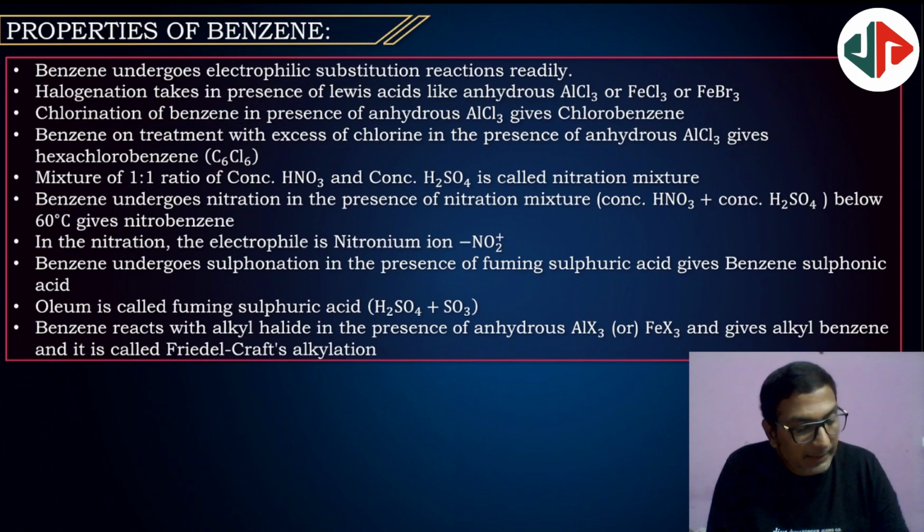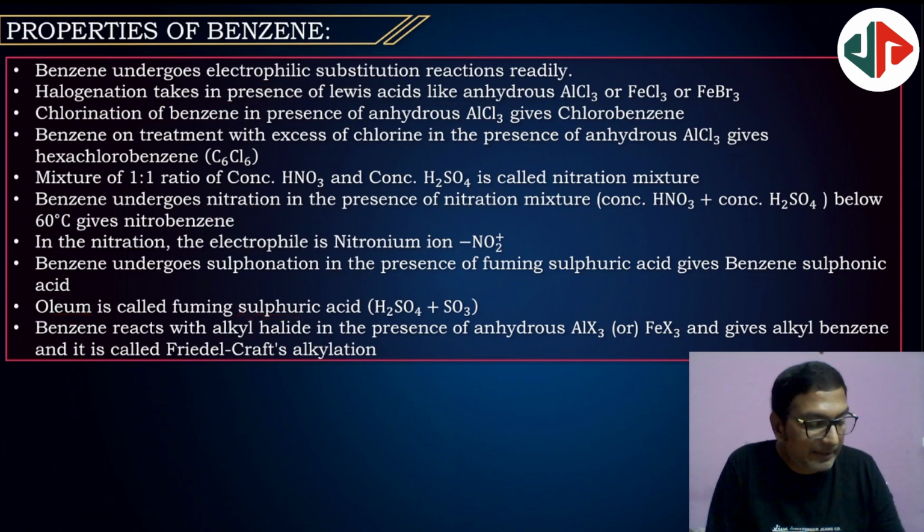Next, nitration mixture: a 1:1 mixture of concentrated HNO3 and H2SO4. Benzene undergoes nitration in the presence of the nitration mixture to give nitrobenzene. In this, the electrophile is the nitronium ion NO2+. Benzene undergoes sulfonation in the presence of fuming sulfuric acid or oleum to give benzene sulfonic acid. Oleum is fuming sulfuric acid.